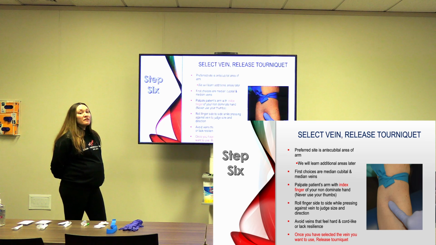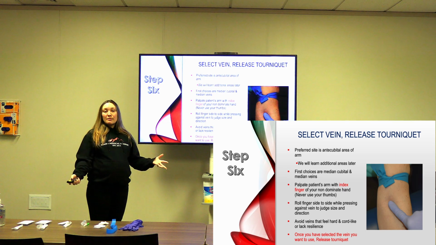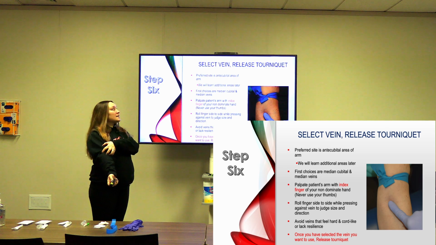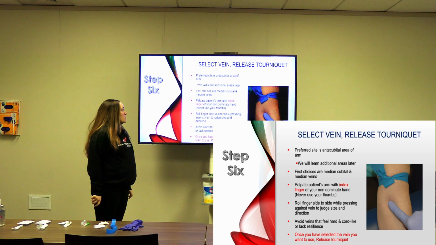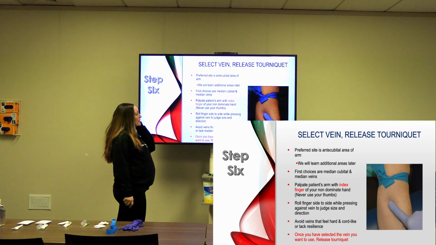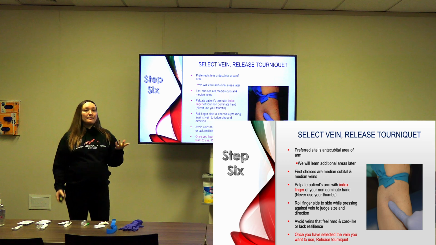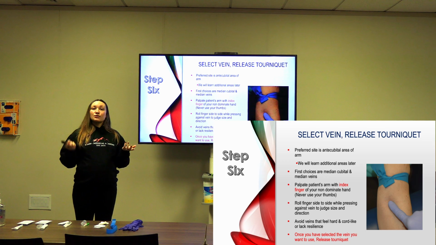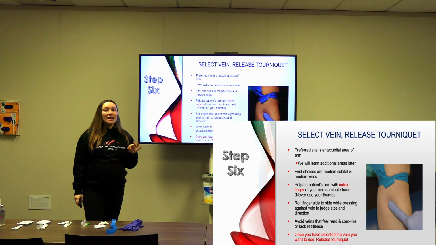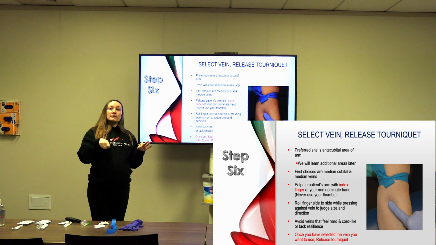All right, after we've applied our tourniquet, we're selecting our vein. The preferred site, just remember, our first preferred site is the antecubital fossa, the AC. First choices are the median cubital and median veins. Palpate the patient's arm with the index finger of your non-dominant hand. I'm a right-handed person, so I palpate generally with my left hand. It's really important to get used to palpating with your left hand because you're using your dominant hand to poke.